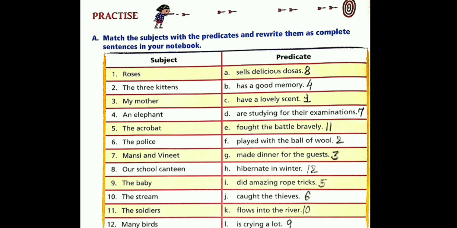Now the next one, the soldiers. So the correct answer is E. Fought the battle bravely. The complete sentence will be the soldiers fought the battle bravely. Now the last one, many birds. So the correct answer is H. Hibernate in winter. So the full sentence will be many birds hibernate in winter. Here we are talking about many birds. So that is the subject, and we are telling that they hibernate in winter. So that will be the predicate.